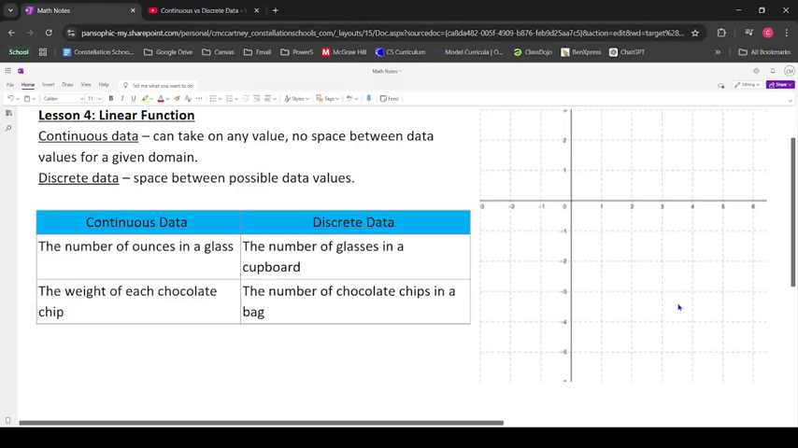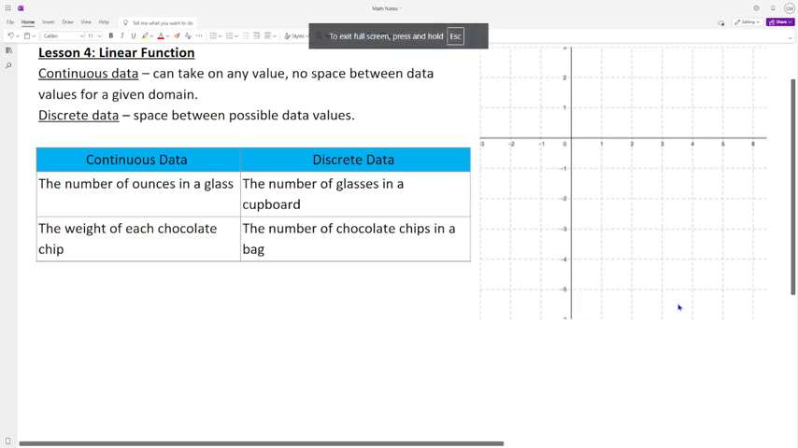Let's talk about linear functions. In the next video we'll get into some things about nonlinear functions, but right now let's talk about linear functions. There are two types of data that can make up linear functions. One is continuous data, and continuous data can take on any value, so no space between data values for a given domain. What that looks like is a line.